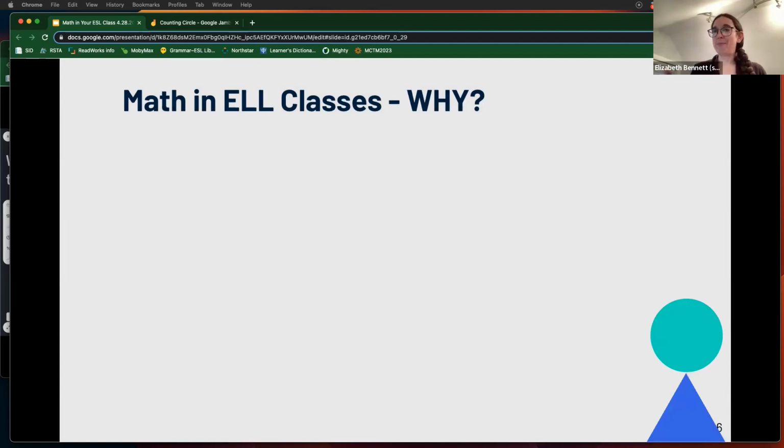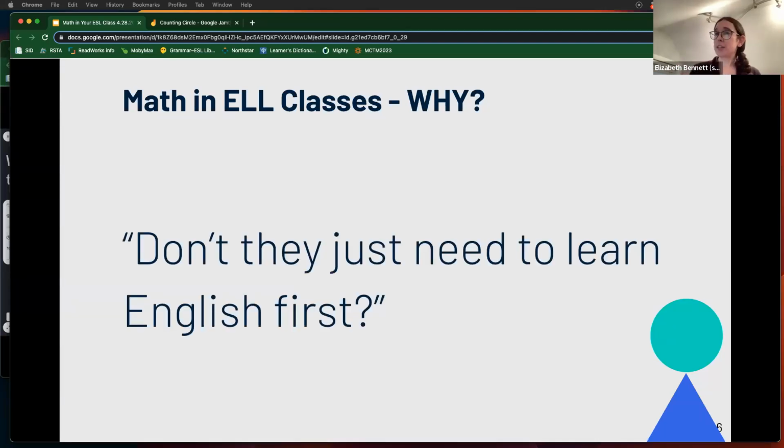So why math in ELL classes? I know not all teachers feel this way, but I think a common concern or objection is that really we just need to be teaching English first. Like, my learners have so many needs with English language. Let's just handle that first, and then they can take a math class later. So I'm wondering, is this a question you yourself have asked? Or is this something you have heard a colleague say? And what do you think? What's your opinion on this question?